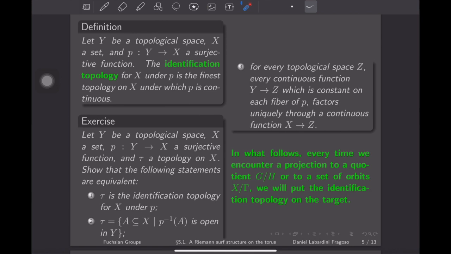And then as I said, whenever I form a quotient or a set of cosets of a topological group, I'm going to be imposing the identification topology. And also, when I take a topological space X and some group acting on X, I'm going to impose the identification topology on the orbit set.